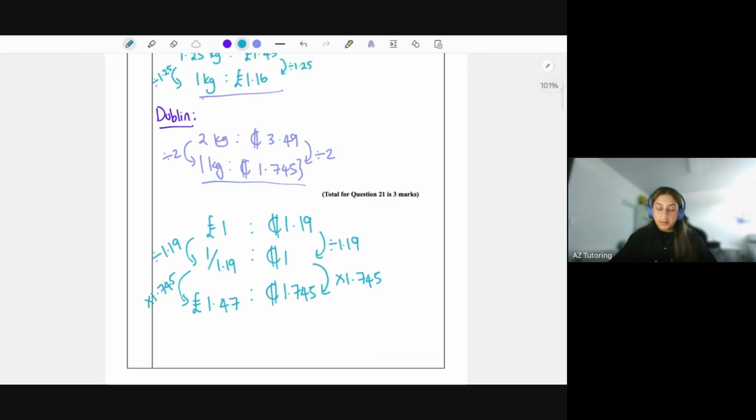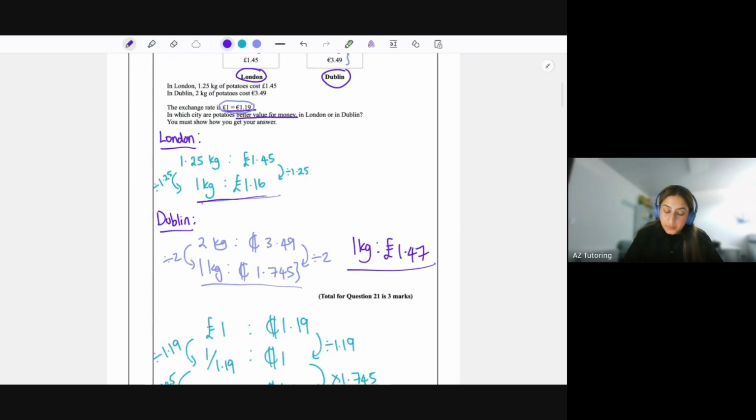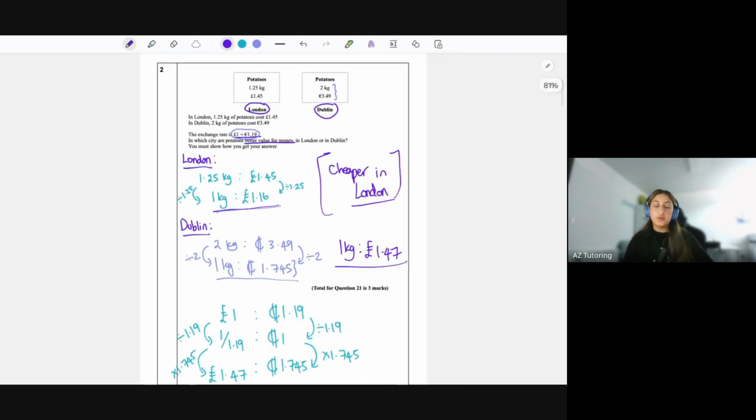£1.47. So you can see here in Dublin, 1 kg of potatoes costs me £1.47, whereas in London, 1 kg of potatoes costs me £1.16. So they're cheaper in London. Make sure you always write your statement: cheaper in London. Always end with your statement so they can see clearly which one is cheaper. So this was a combination of Best Buys as well as conversion rates. I found it easier to first do the Best Buy bit and then do the conversion after, just so it's less working out.